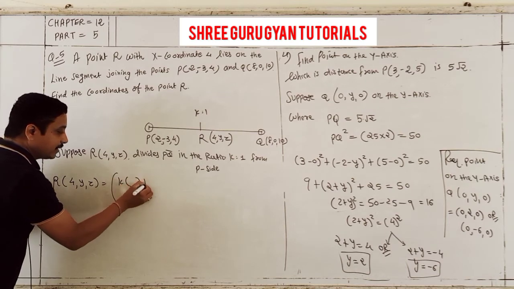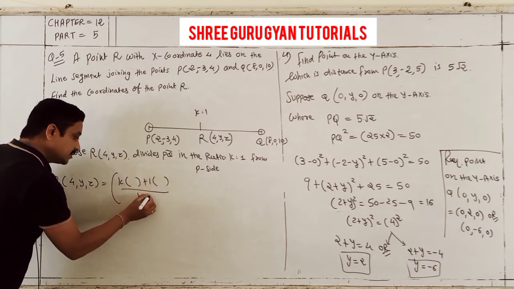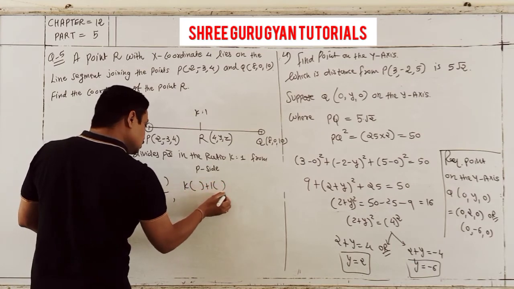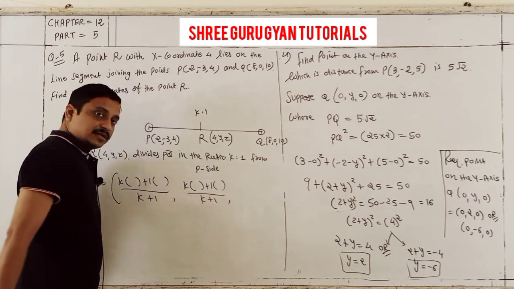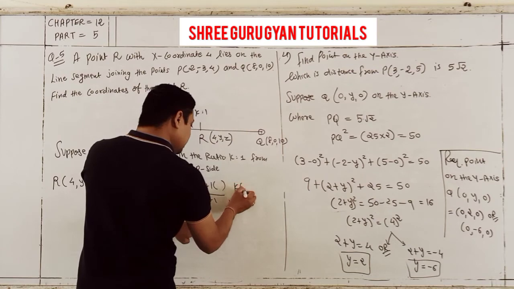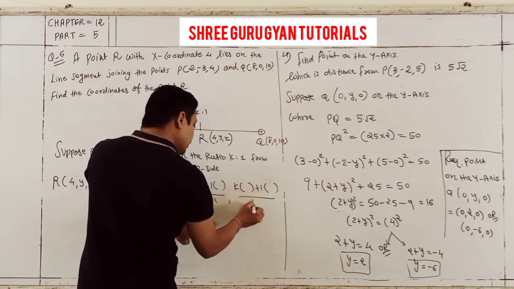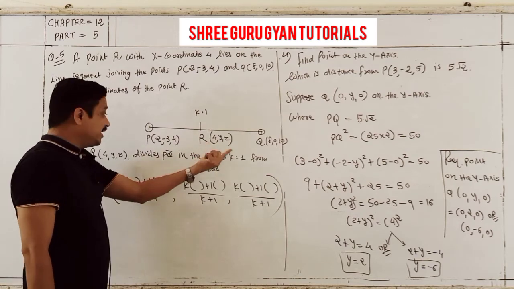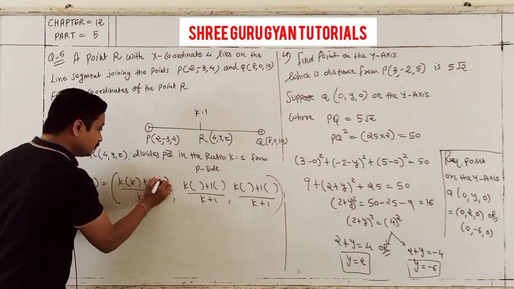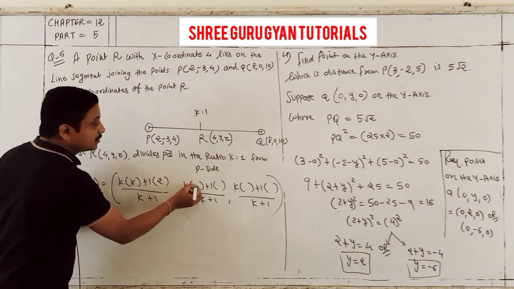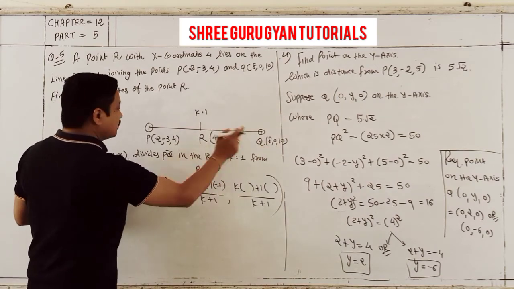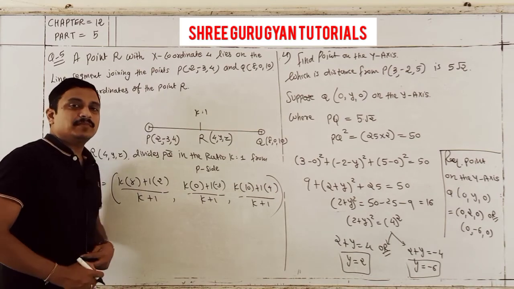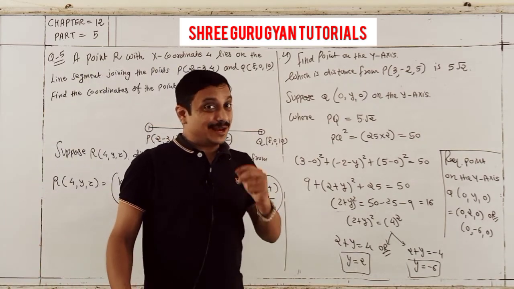So k bracket 1 bracket k plus 1. Same, students, here k bracket 1 bracket k plus 1, and lastly the same, k bracket 1 bracket k plus 1. And put the values in the back side: first 8, 2, next 0, minus 3, and last 10, 4, and simply calculate the answer for the value of k.